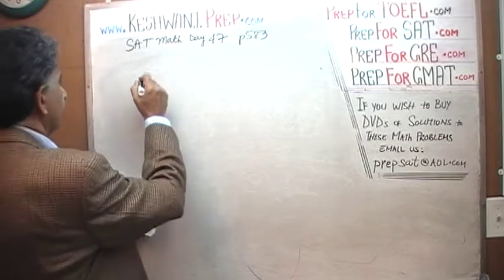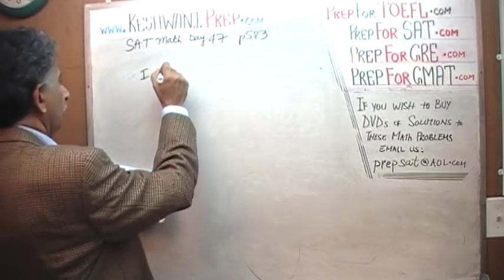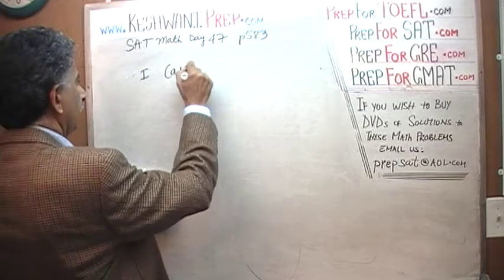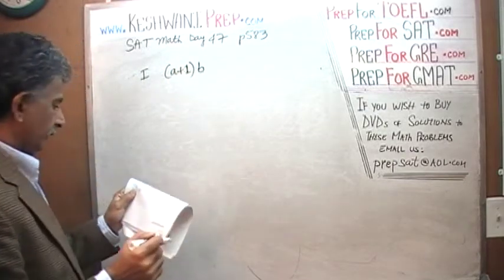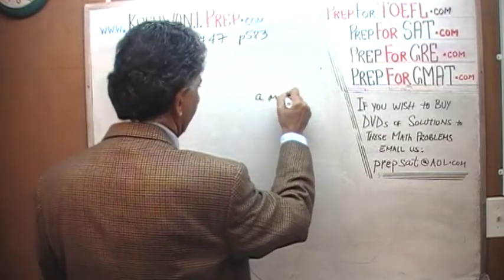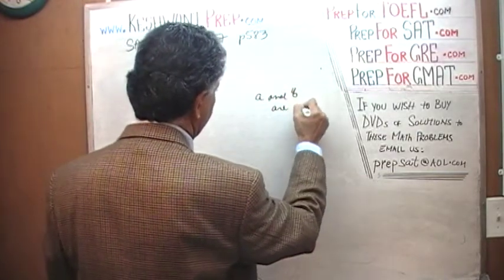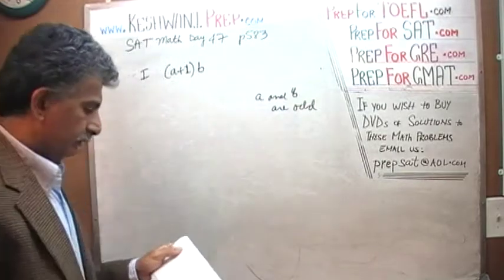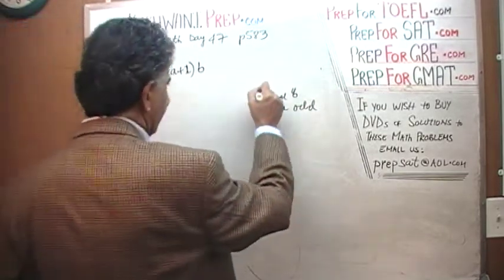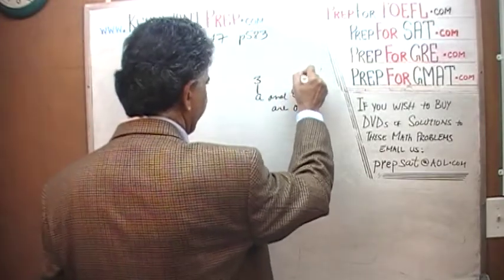So the first statement tells us that A plus 1 times B. And we are told that A and B are odd integers. So why not plug in some numbers to keep our life easy? Just plug in some simple numbers and see what happens. Let's plug in 3 and 5.